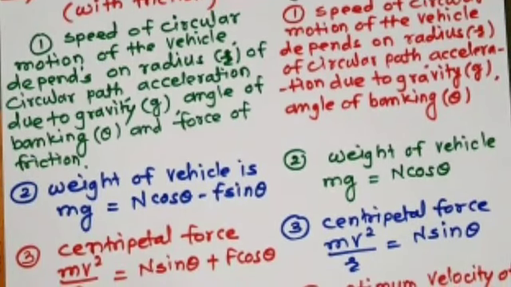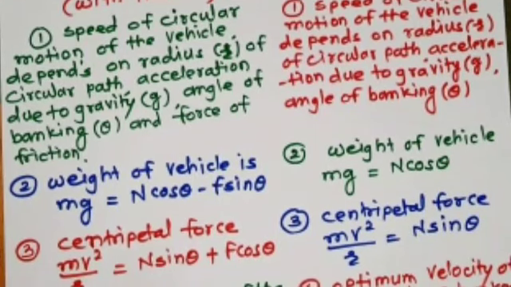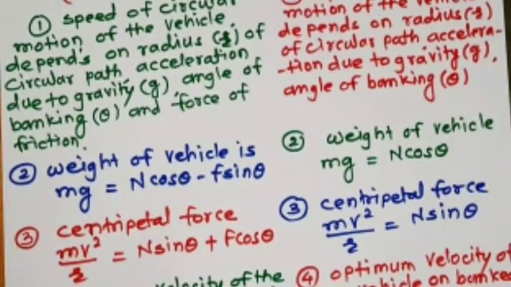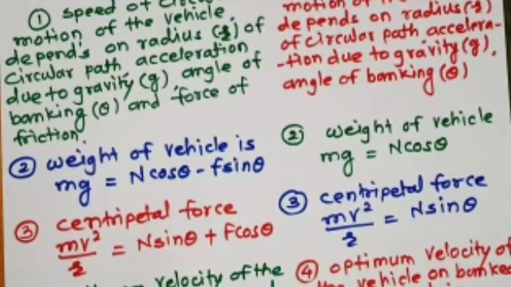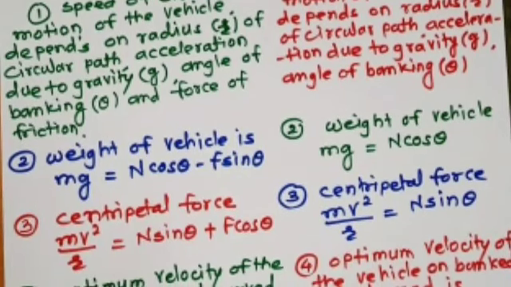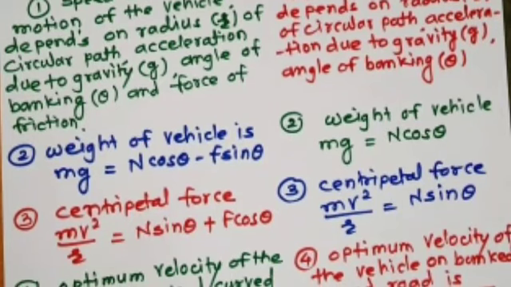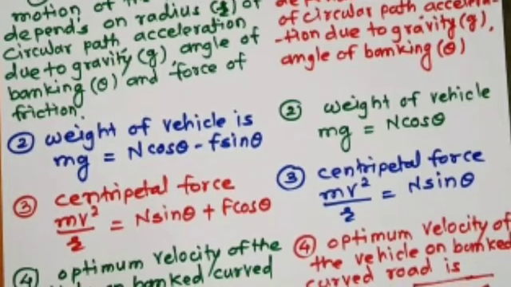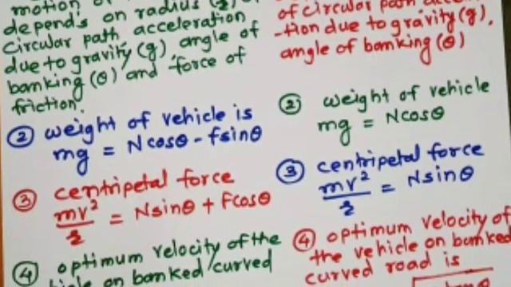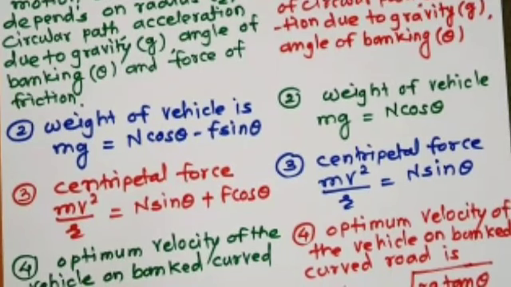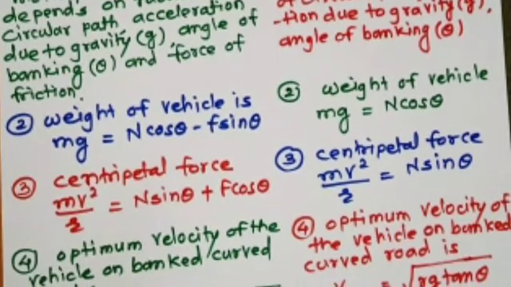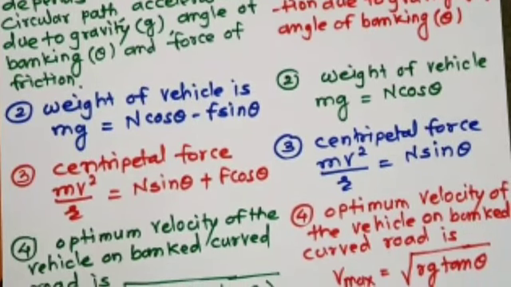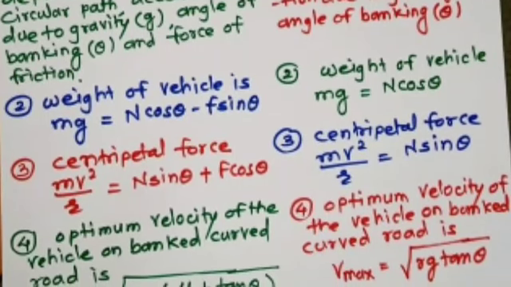The second point can be seen. The weight of the vehicle with friction is mg equal to N cos theta minus f sin theta, whereas without friction, mg is equal to N cos theta. We see the centripetal force with friction is mv square upon r equal to N sin theta plus f cos theta, but the centripetal force without friction is mv square upon r equal to N sin theta.